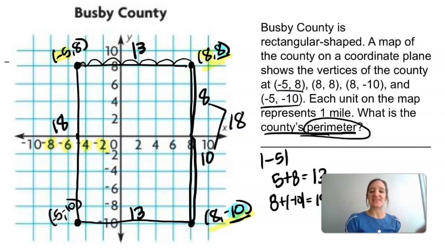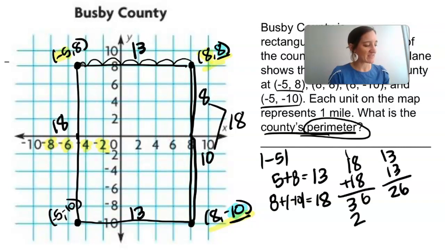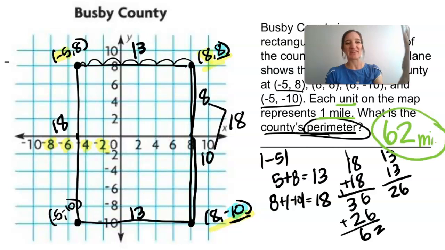So we now need to go 13, 18 plus 13 plus 18. However we want to do it, I think I'll add my 2 18s and get 36, add my 2 13s and get 26, add those two together and get 62. Now I need to label it correctly. 62, we're not going to say units because it actually told us what the units were. Each unit is 1 mile. So 62 miles. That would be the perimeter for Busby County.